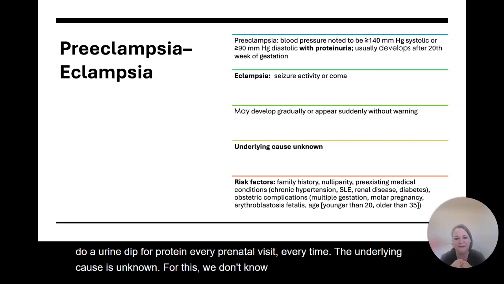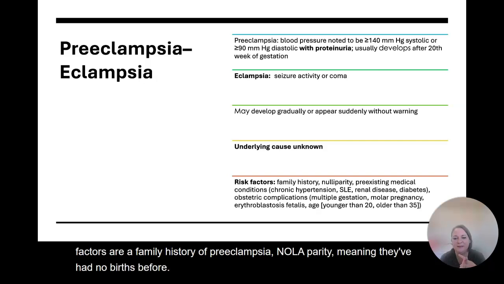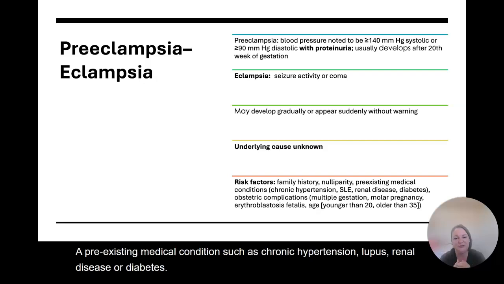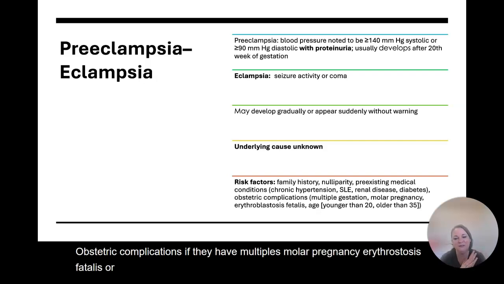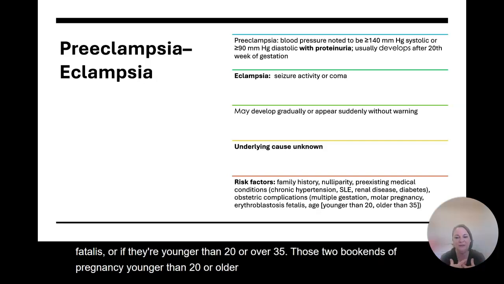We don't know why people develop it, but our risk factors are a family history of preeclampsia, nulliparity, meaning they've had no births before, a pre-existing medical condition, such as chronic hypertension, lupus, renal disease, or diabetes, obstetric complications, if they have multiples, a molar pregnancy, erythroblastosis fetalis, or if they're younger than 20 or over 35, those two bookends of pregnancy. Younger than 20 or older than 35 puts you at risk for preeclampsia.